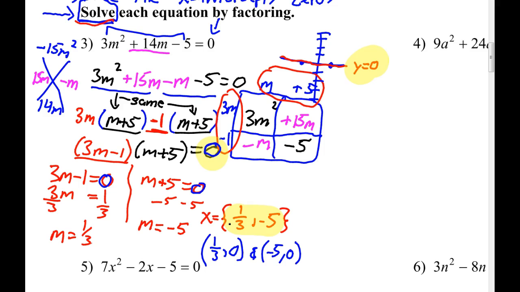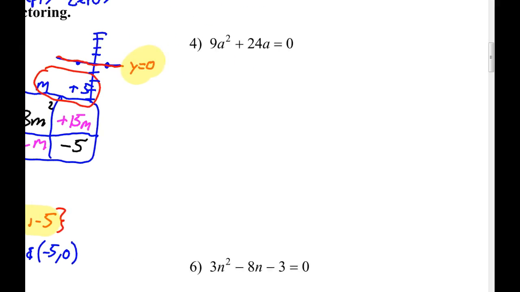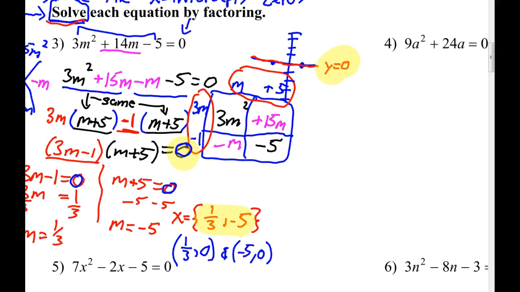All right. On number 4, how do you factor this? It has a middle already. It's 24a.